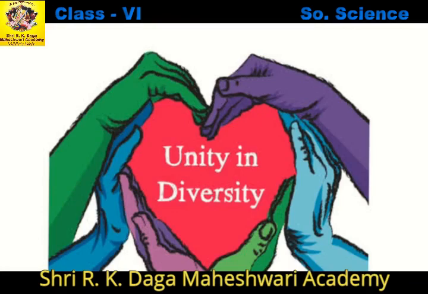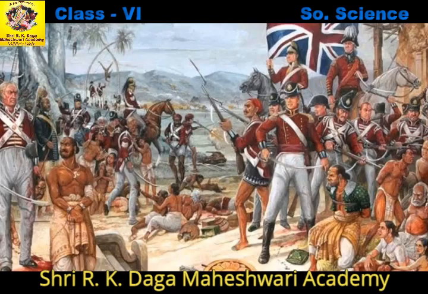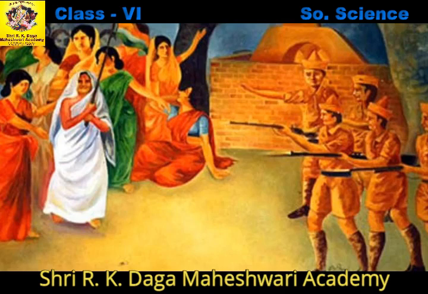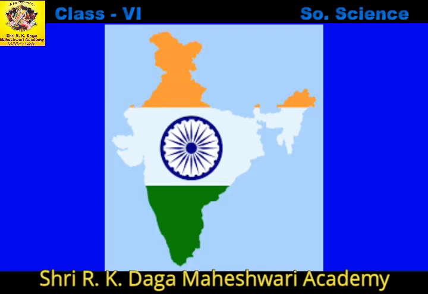A beautiful example of unity in diversity can be found in our struggle for freedom. The British ruled India for nearly 200 years. The people of India belonging to all religions, castes, races, and ethnicities came together to fight against British rule and eventually to win freedom. Some of our bravest freedom fighters were women, and the freedom fighters were inspired by a single vision, that of a new and united India.